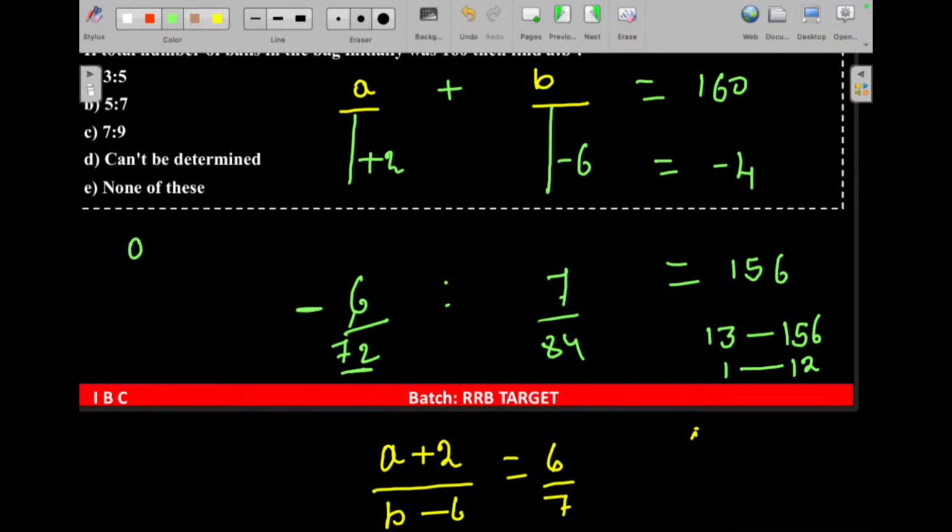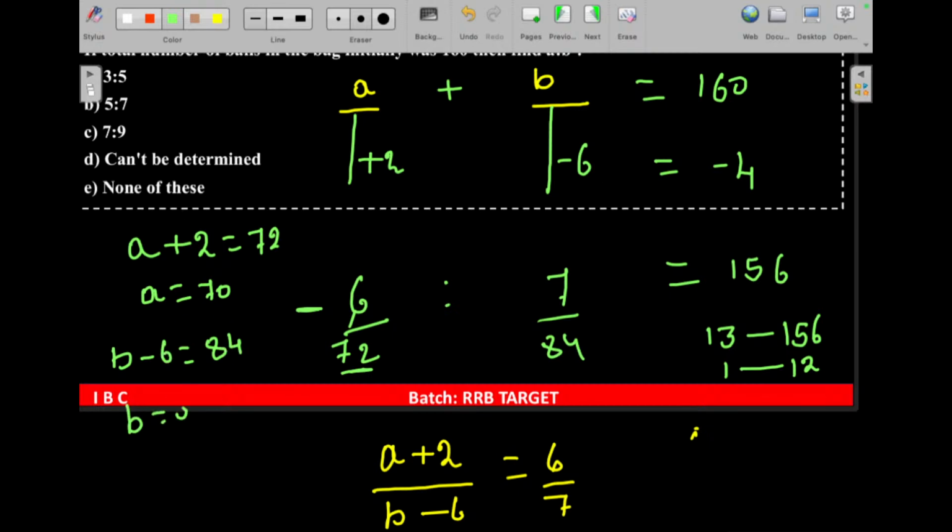Initially A balls I have. Now I will add 2 more balls. Now I have 72 balls. I want A value, which means A had initially 2 less. If it comes this side, it will be 70 balls. B had initially B balls, white balls. Now I removed 6 balls. Now B has 84 balls, which means B value is equal to 6 more.